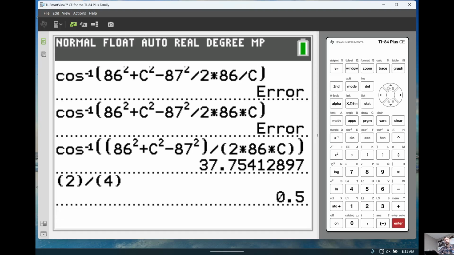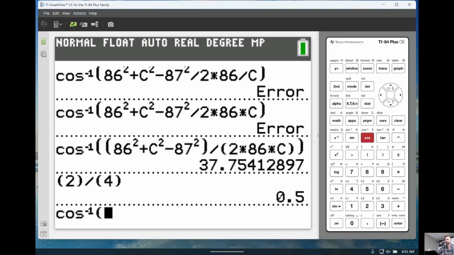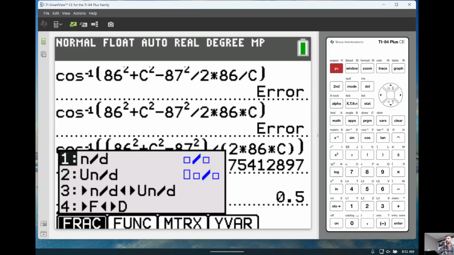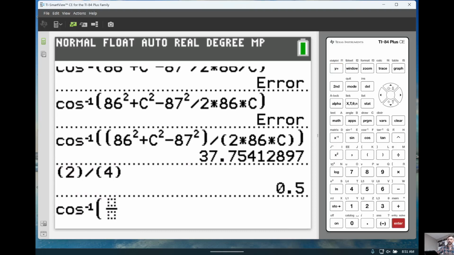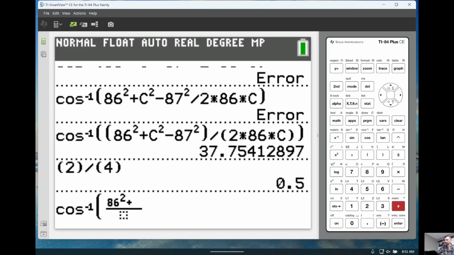The other way, and I'll show this one time, I didn't really use this too much until maybe last year was probably the first year I used this a lot. But if you do alpha y equals, this first option says numerator over denominator. So it lets you type it in the way it looks on your paper.